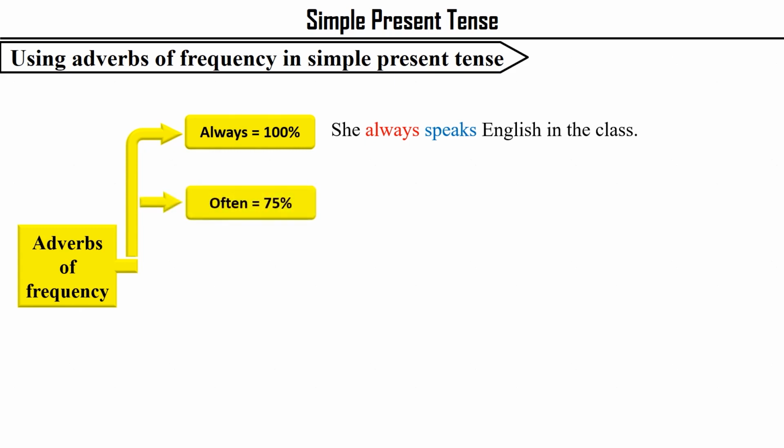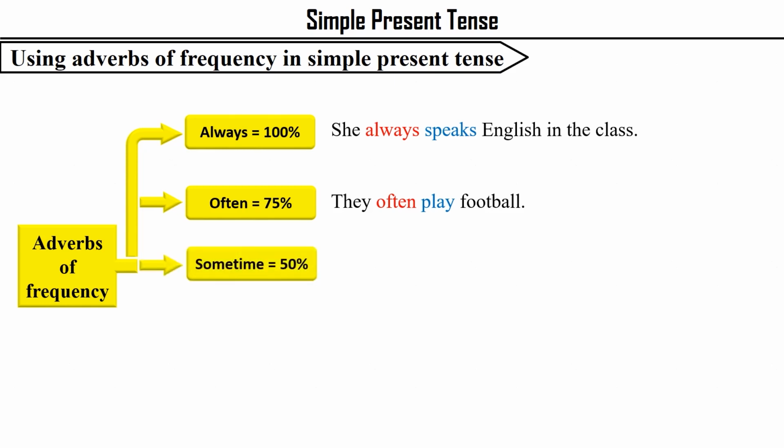Often shows 75%. They often play football means most of the time they play football. Sometimes shows 50%. We sometimes have lunch in a restaurant. We sometimes have lunch at home. Sometimes we have lunch in a restaurant, sometimes we have lunch at home. 50-50.